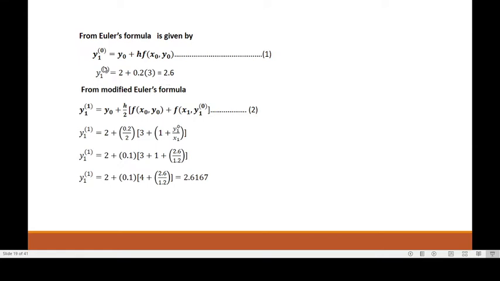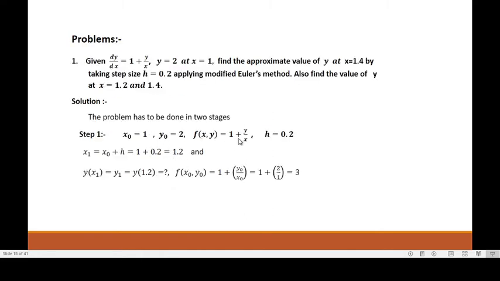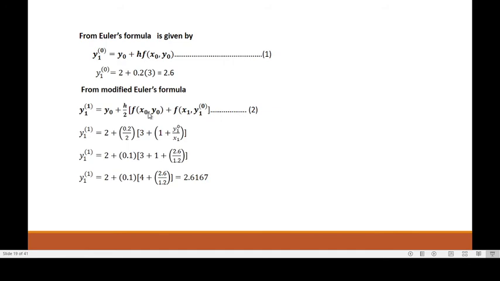So next we modify this value, applying the corrector factor. We can improve this value by using the modified Euler's formula. First write down the formula: y1 of 1 is equal to y naught plus h by 2 times f of x naught comma y naught plus f of x1 comma y1 of 0. Substitute this in. Since f of x comma y is 1 plus y by x, f of x naught comma y naught is 1 plus y naught by x naught, and this one is 1 plus y1 of 0 by x1. Substitute the values here, you will get y1 of 1 is equal to 2.6167.